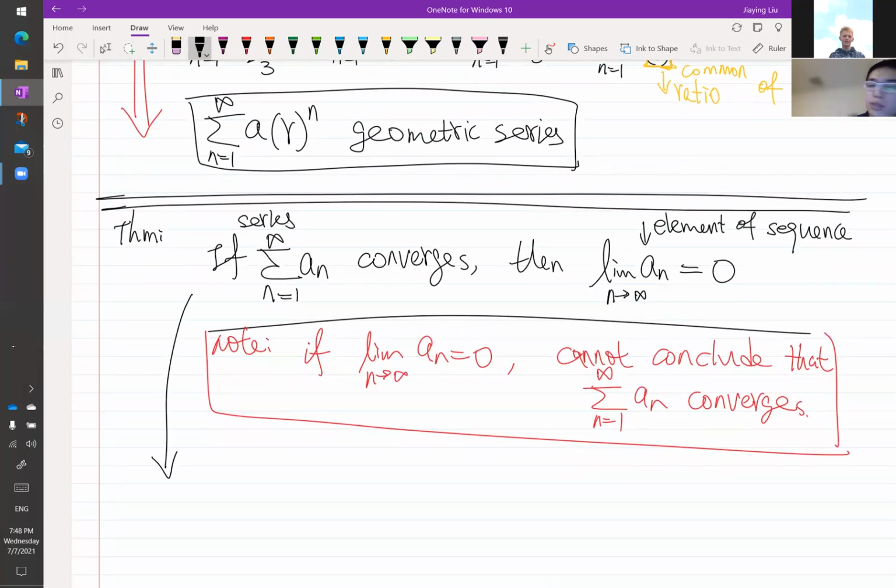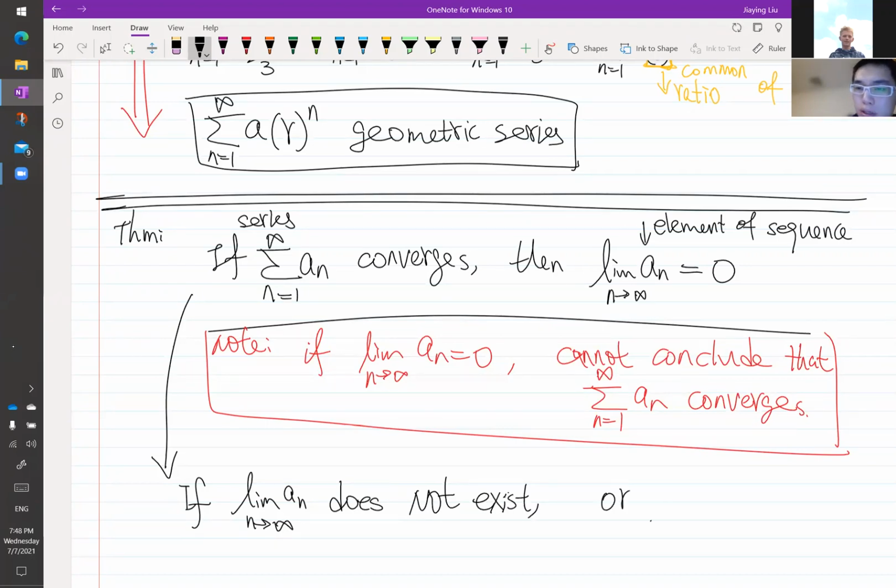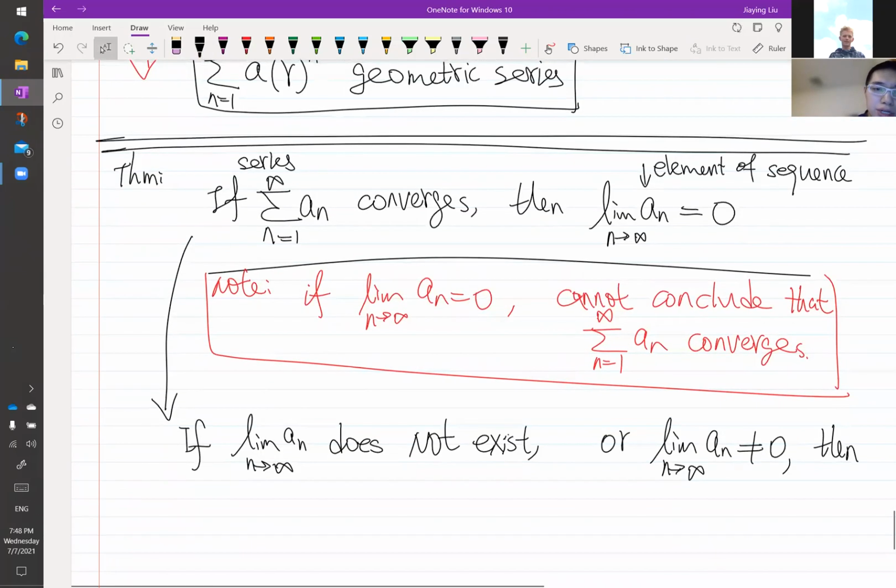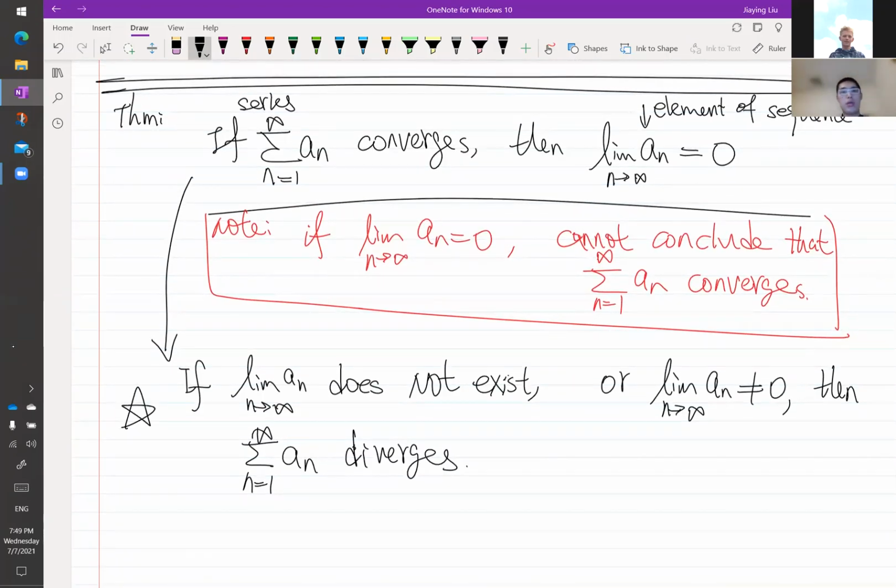But this other theorem that we could use: if the limit of an as n goes to infinity does not exist, or the limit as n goes to infinity of an is not equal to 0, then we can actually make a conclusion about the series: it diverges. So don't get confused. If the limit of the sequence equals 0, we cannot make any conclusion. But if the limit doesn't exist, or if the limit is not equal to 0, then the series definitely diverges. So this is called the divergence test.